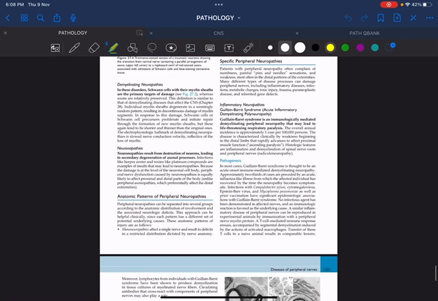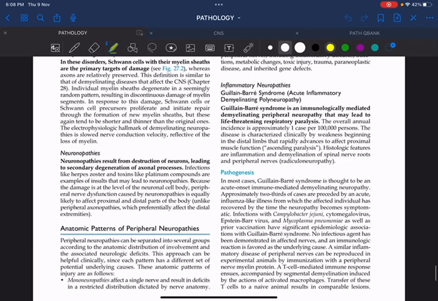A very commonly encountered disease in your exam is GBS, the so-called Guillain-Barre syndrome. It is actually an acute inflammatory demyelinating polyneuropathy, also called AIDP. It is a demyelinating disease of the peripheral nerves, which may lead to life-threatening respiratory paralysis. Remember, the paralysis is an ascending paralysis. That means distal muscles are affected followed by proximal muscles.